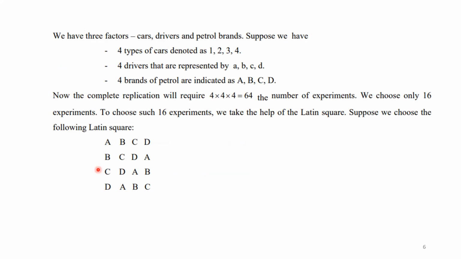We have 3 factors: cars, drivers and petrol brand. Suppose we have 4 types of car denoted as 1, 2, 3, 4. The drivers are represented by simple A, simple B, simple C and simple D. The 4 brands of petrol are identified as capital A, capital B, capital C and capital D.